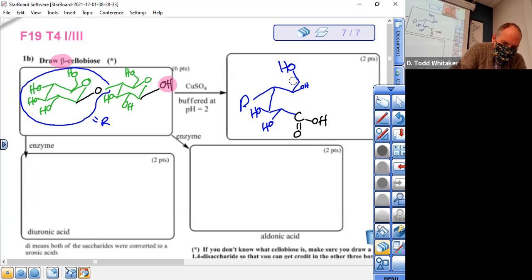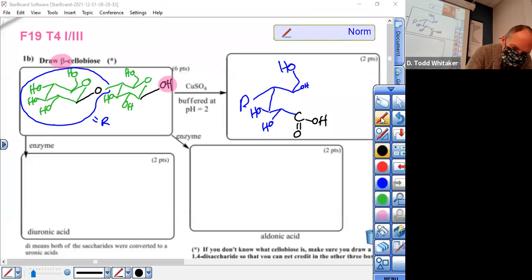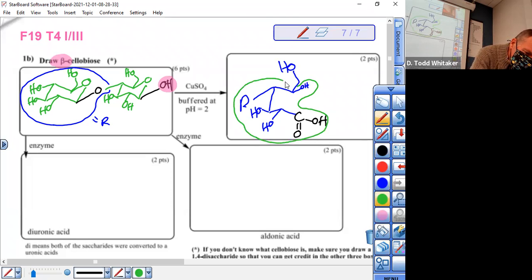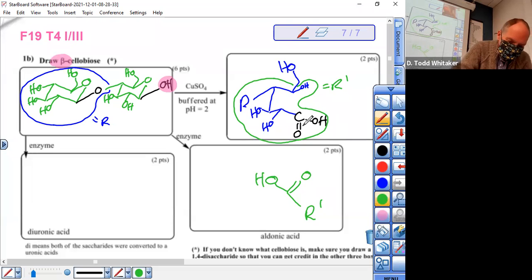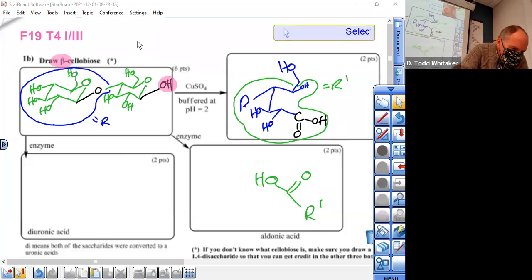this oxidizes and this. Why don't you do yourself a favor? You've got one oxidized already. If we're careful, call that R prime. Aldonic acid means they're both protonated. There you go. You got a carboxylic acid here in your R group and a carboxylic acid on carbon 6. And I want a diuronic acid. And I want to save a little time if I can, but I doubt it.